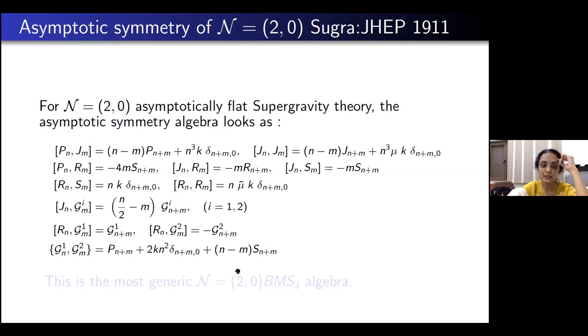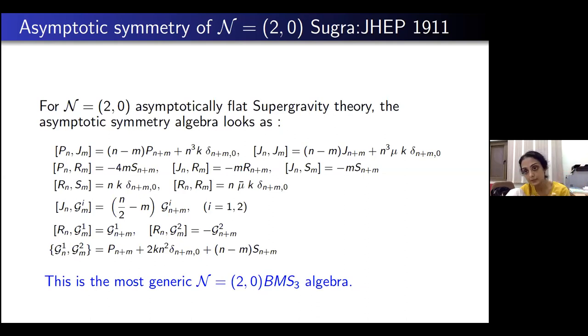Okay. So this is what we call the asymptotic symmetry of N equal to 2,0 flat supergravity. And this is the most generic N equal to 2,0 BMS3 algebra that you can have. What do I mean by that? By most generic, look at the following. Here P with J, the central extension is governed by K, which is the level of your Chern-Simons theory, whereas for J with J, the central extension is governed by this new term mu. So it is different from that, and it is non-zero.